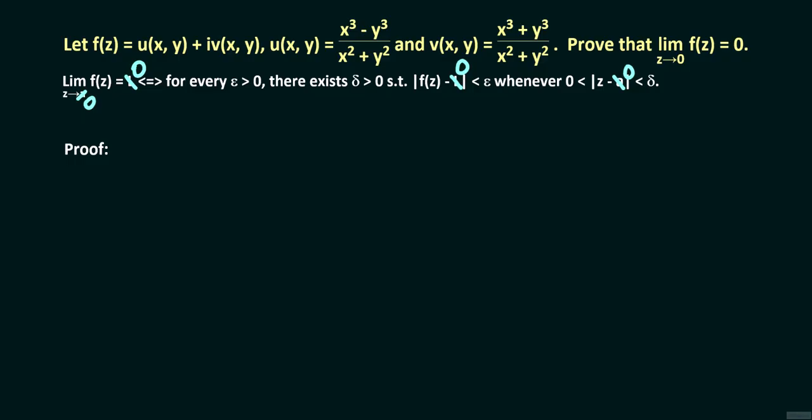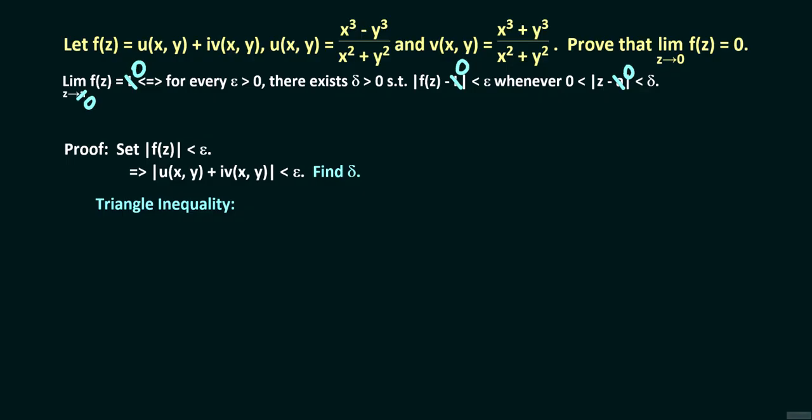With epsilon-delta proofs, we often work with what seems like the reverse direction. We start with the epsilon inequality with the absolute value of f of z. If we set the absolute value of f of z, or the absolute value of u of xy plus I times v of xy, less than epsilon, then we find delta.